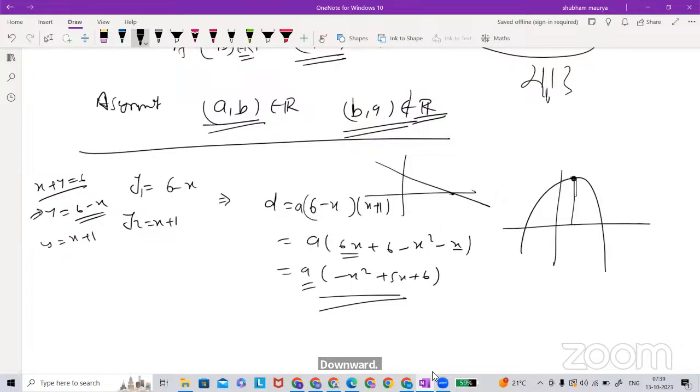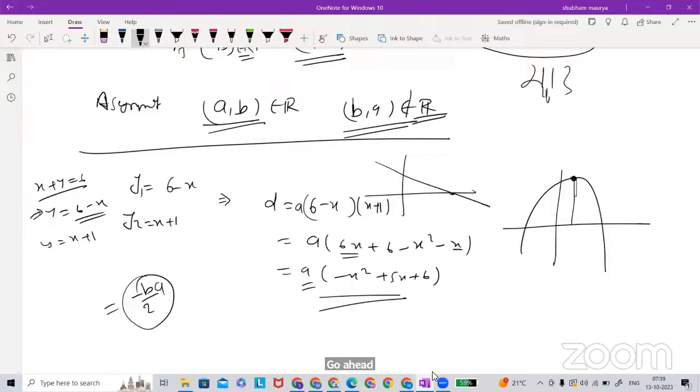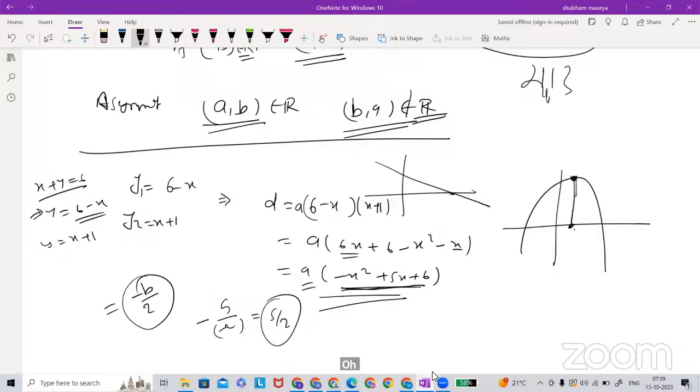We are not going to care about what A is, because the axis of symmetry is going to be minus b by 2a, so A by A will be cancelled. That's why we need not care about A. You can think of this as a quadratic and apply it. So minus b is minus 5 by 2 with the minus, which gives 5 by 2. So the maximum value will occur at x is equal to 5 by 2.